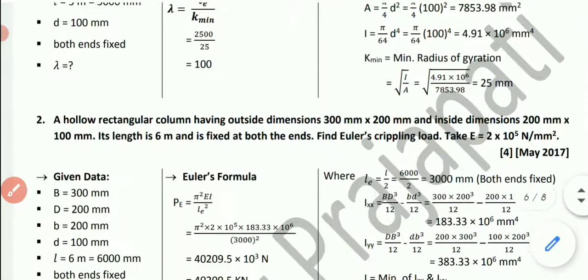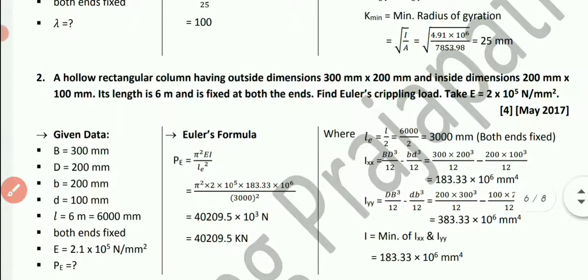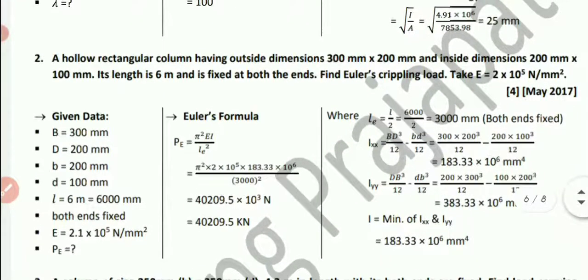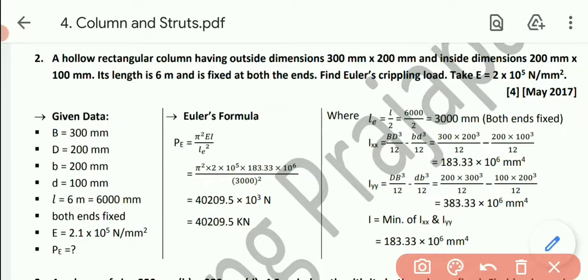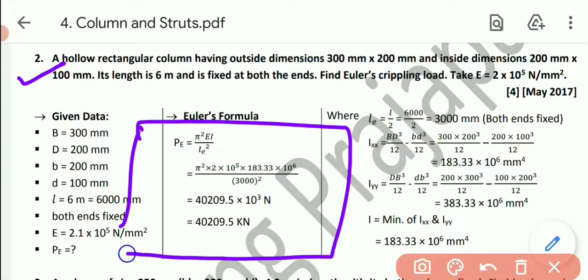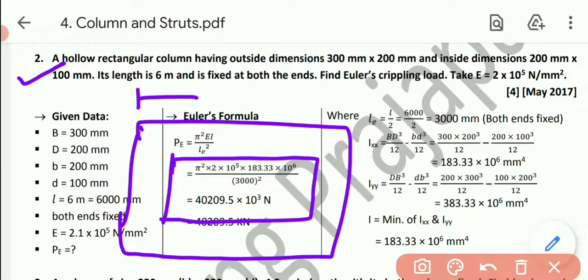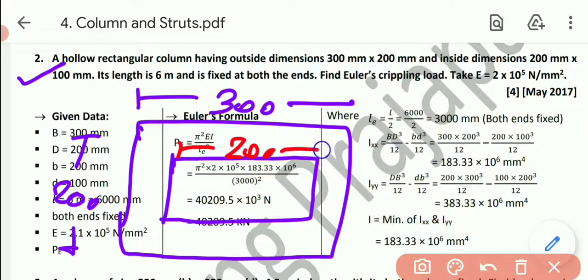Okay, now moving forward, next example, example number 2. Now a hollow rectangular column having outside dimension, let me draw the figure. First of all, a hollow rectangle section is there like this. Outside dimensions are 300 cross 200 mm, that is b cross d. Next, inside dimension 200 by 100 mm. So this one is the hollow rectangle section given to us.